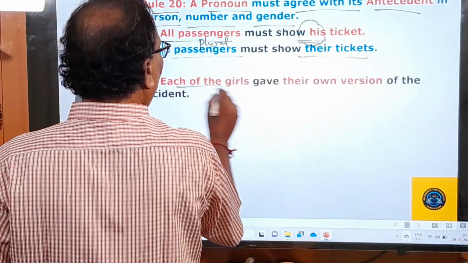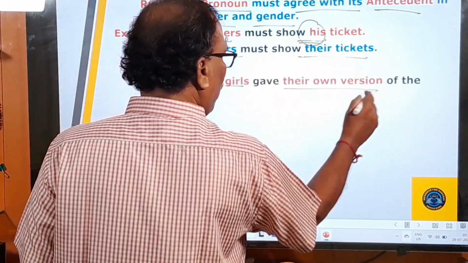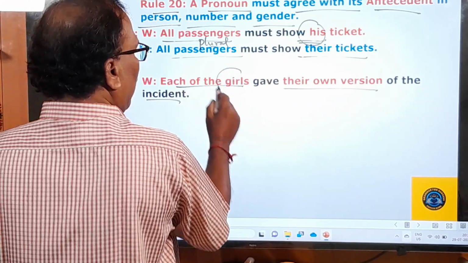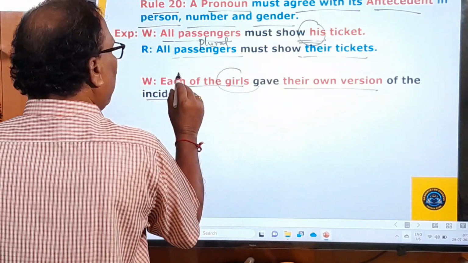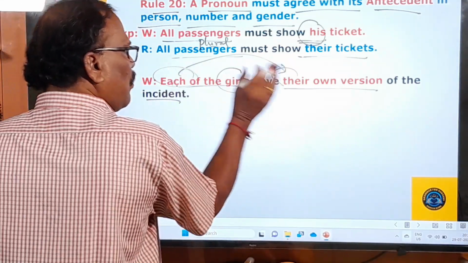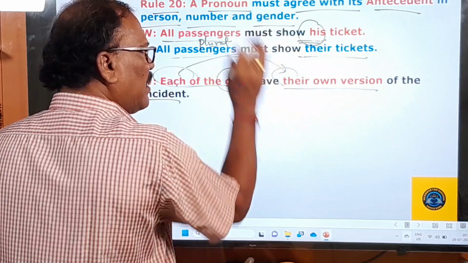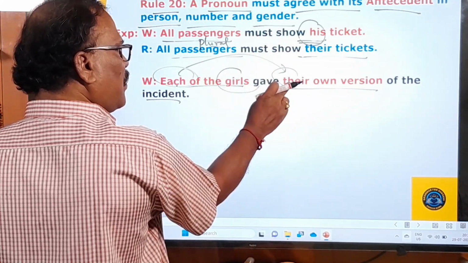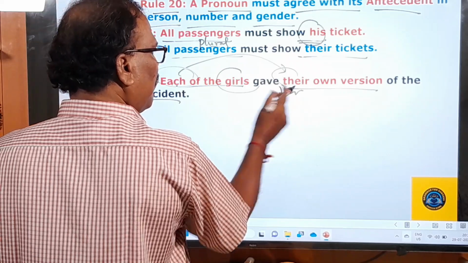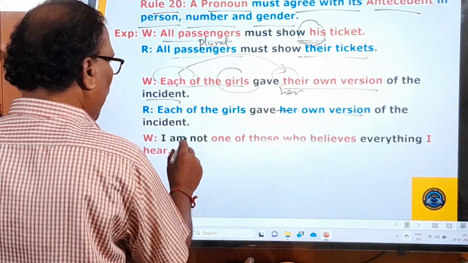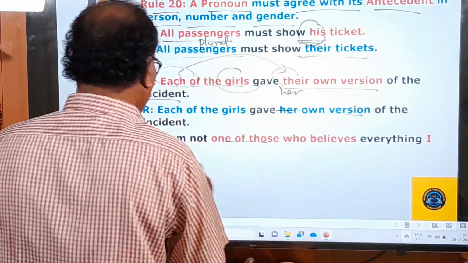And one more. Each of the girls gave their version of the incident. When "each of," "either of," or "neither of" is used, you should not use "their." You should use either "his" or "her" according to the context. But here girls is used, that's why it must be "her own version" of that.